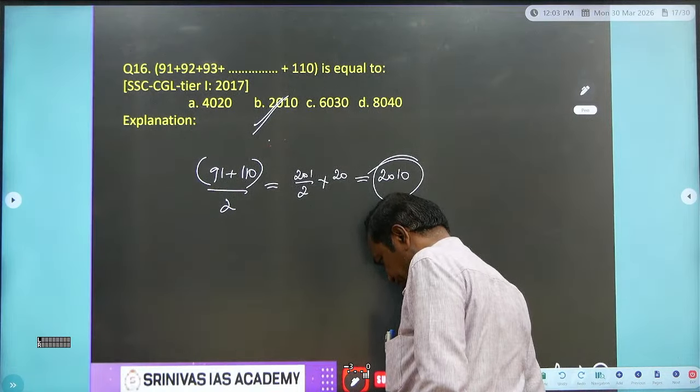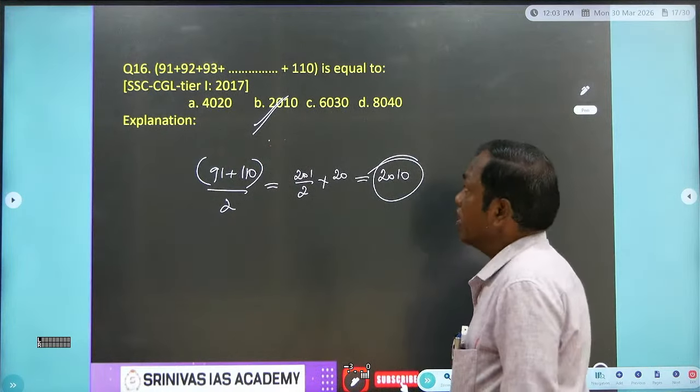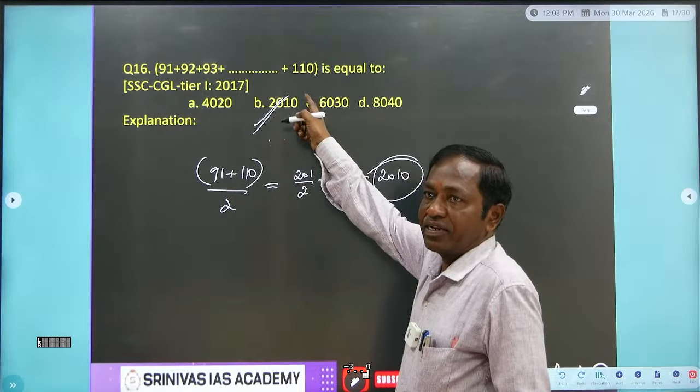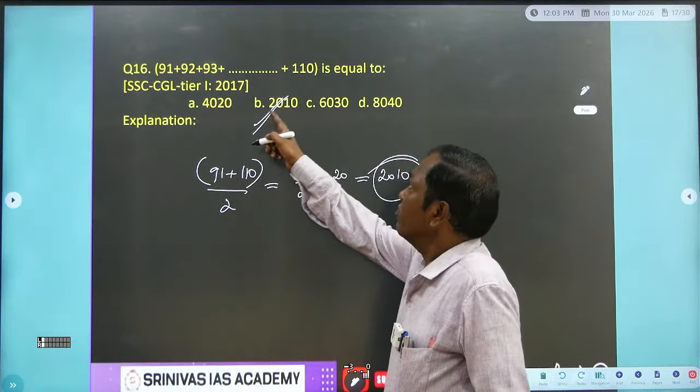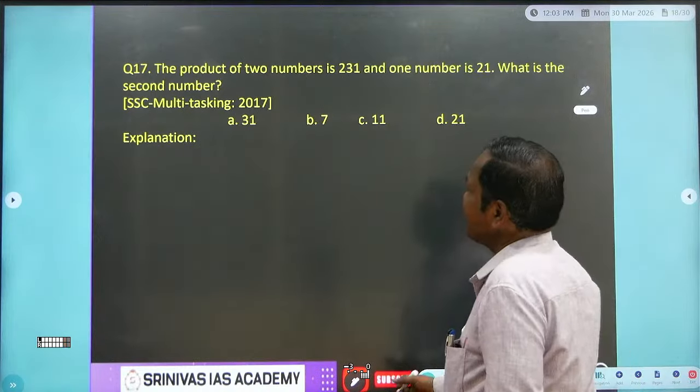Right. Into 20 or multi, sir? Because there are 20 numbers, no? 91 to 110, 91 to 110. 101 to 110 is 20. Right. Yes, next one. This is a very simple question.